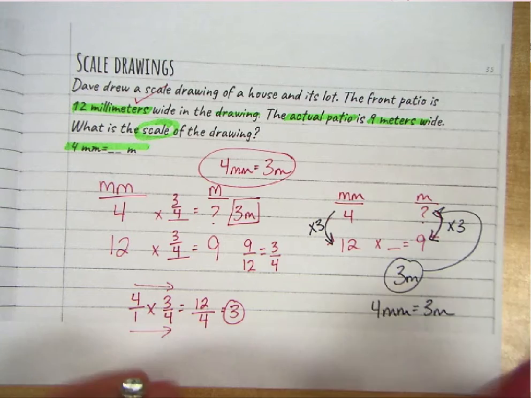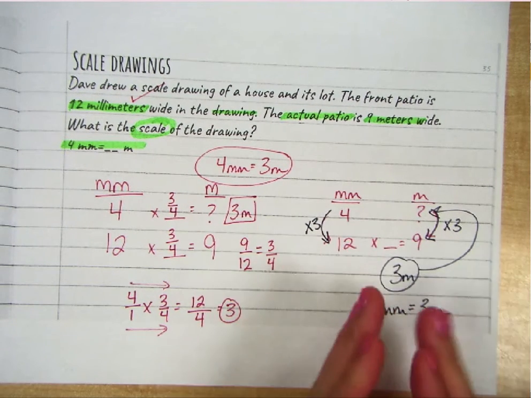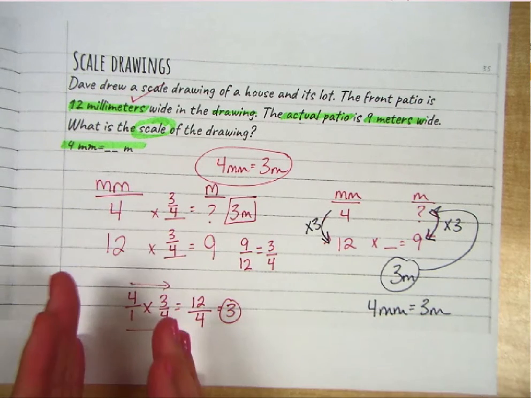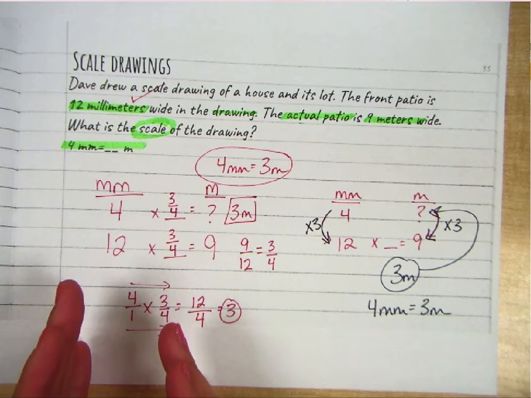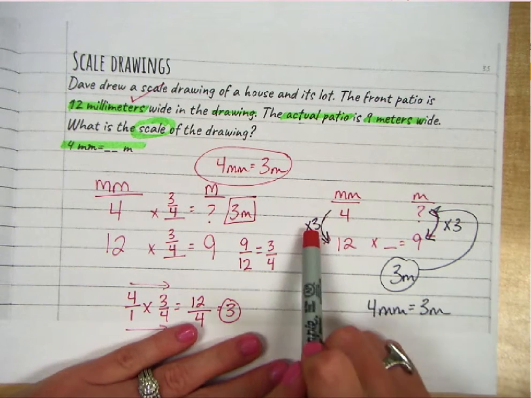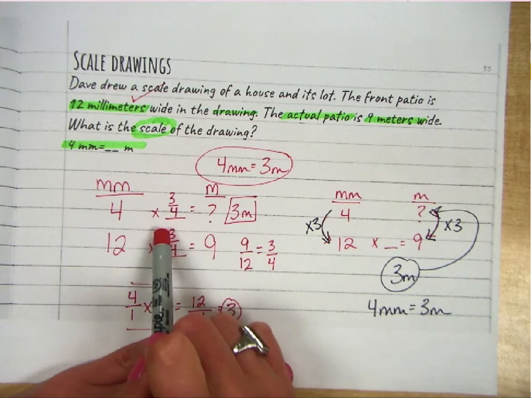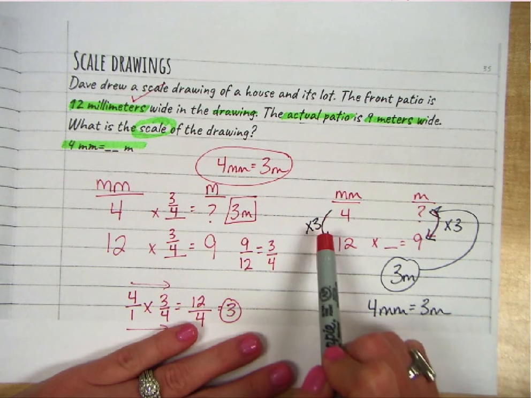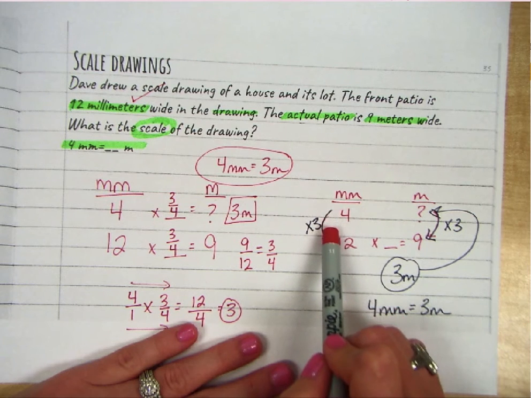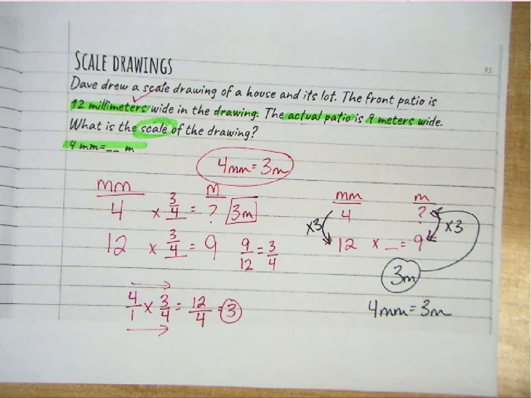Whichever way makes sense to you, please use that way. If this does not make sense, then don't use it. But some people may find this easier so that you're not dealing with all these fractions as much, if it works out. So this is not your scale factor. Remember, your scale factor is always going to go from one unit to the other. But this is a proportional unit that we're going to use, okay?